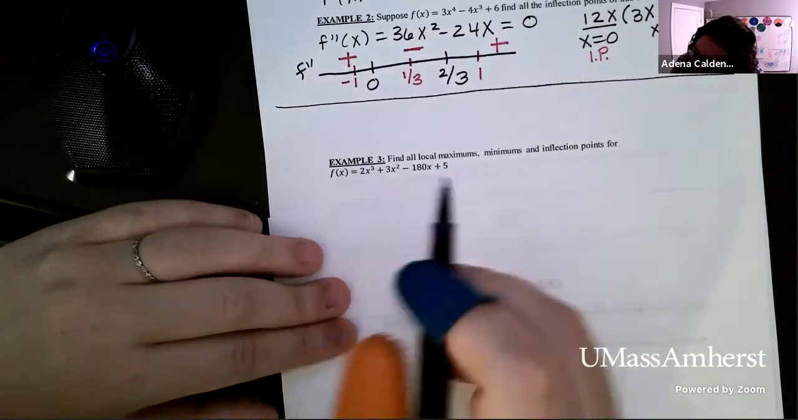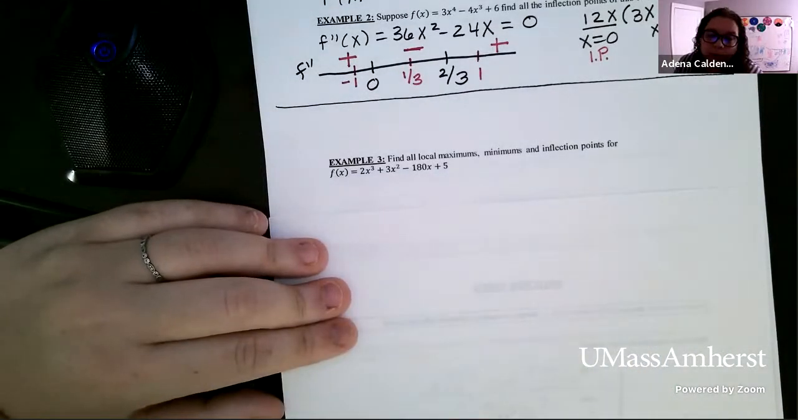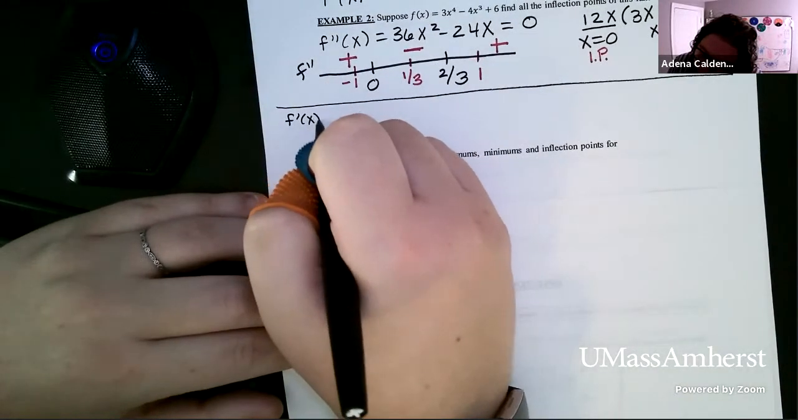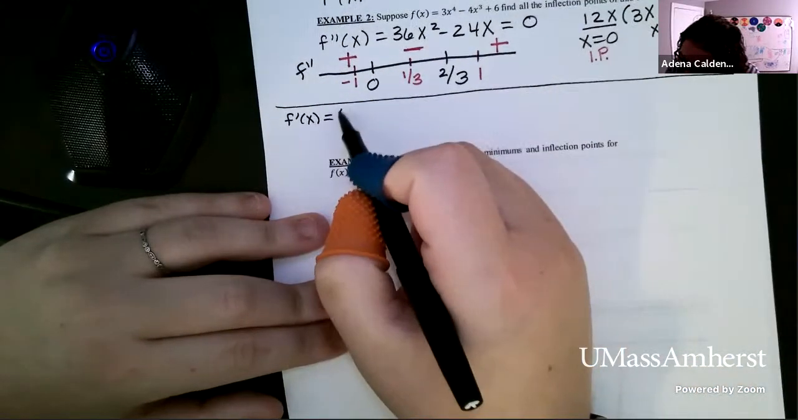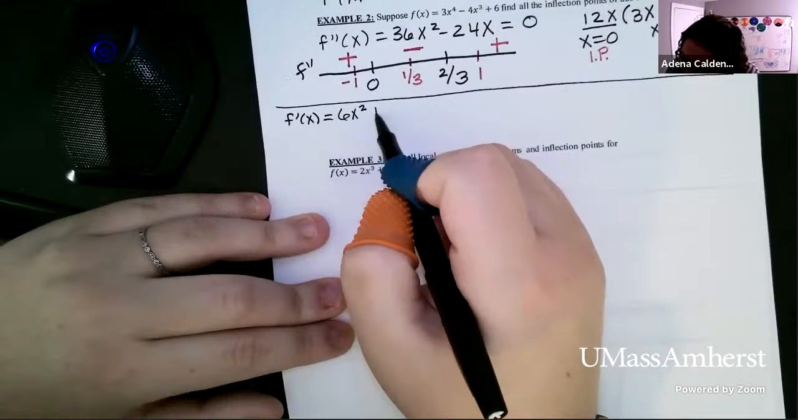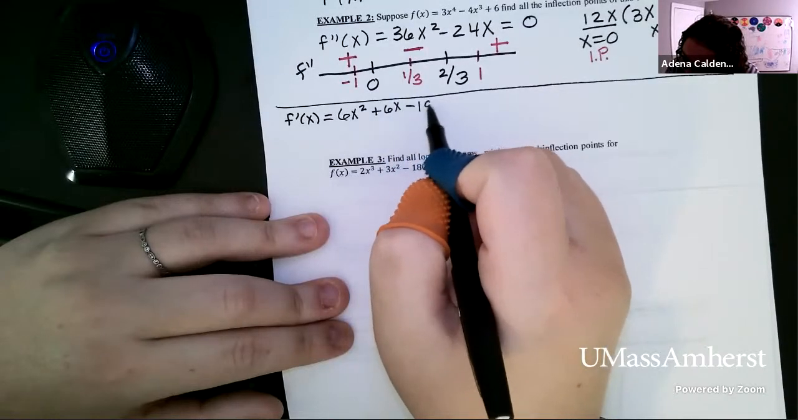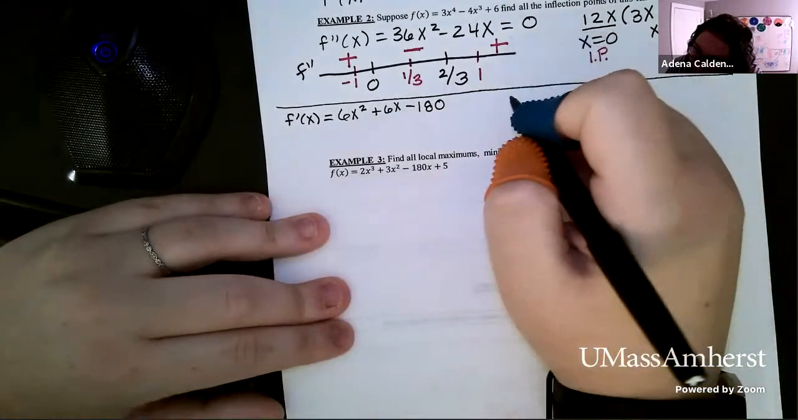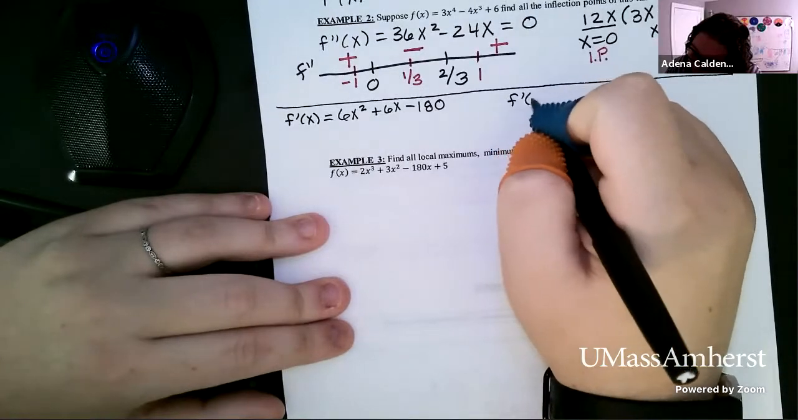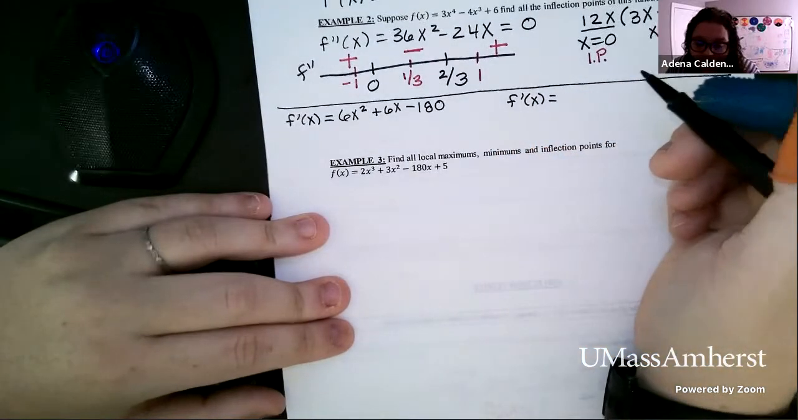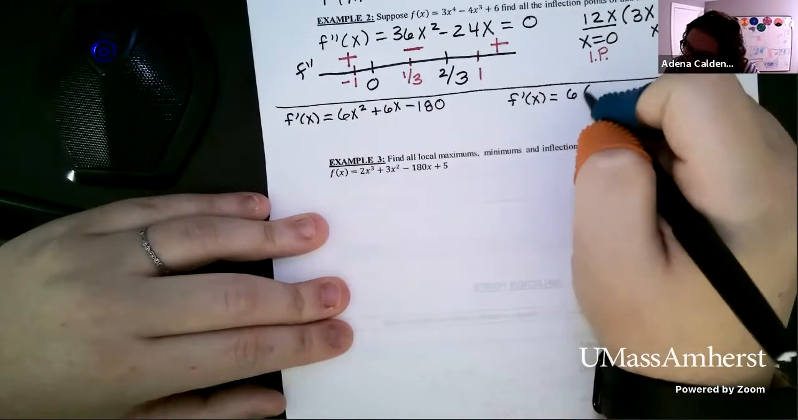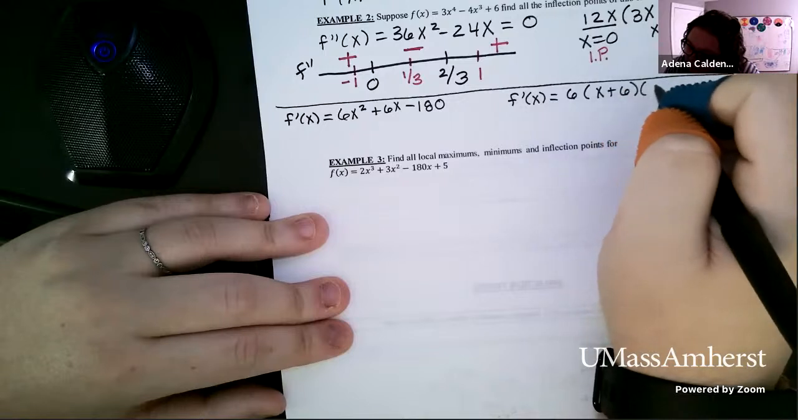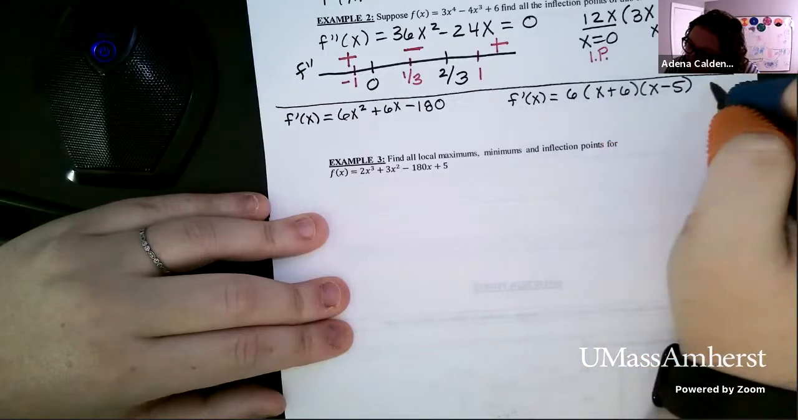All right, so for local maxes and mins, we're going to start off with the first derivative and find our critical points. Our first derivative here is 6x squared plus 6x minus 180. I'm going to factor this. I prefer factoring, but if you prefer the quadratic equation, that's totally fine. When I factor this down, I get 6 times (x plus 6)(x minus 5).